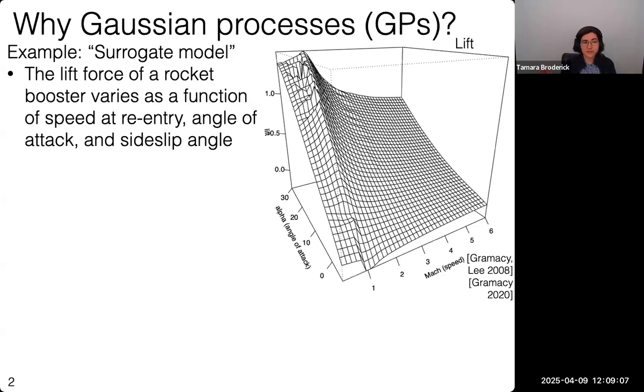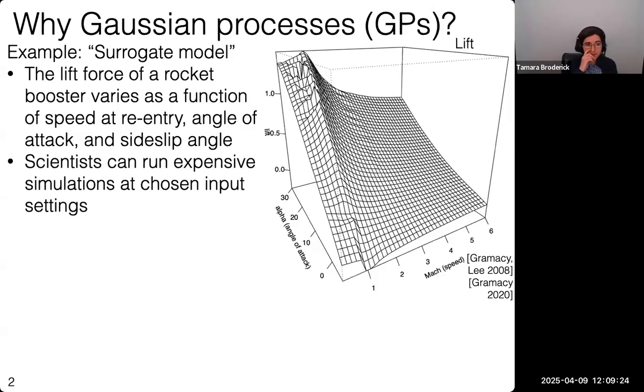Well, the lift force could vary as a function of various inputs. These could be the function of the speed at reentry. They could be the angle of attack. They could be the side slip angle. These are things that when we change them, we might expect the lift force to vary. And so we could think of them as inputs and the lift force as outputs. Now, this is sort of an interesting situation. Of course, it's super expensive for scientists to run actual experiments, build an actual rocket booster. But fascinatingly, even running simulations is very expensive here. So you can run an expensive simulation to say, hey, if I choose my speed at reentry, my angle of attack, my side slip angle, what's my lift force for this rocket booster?